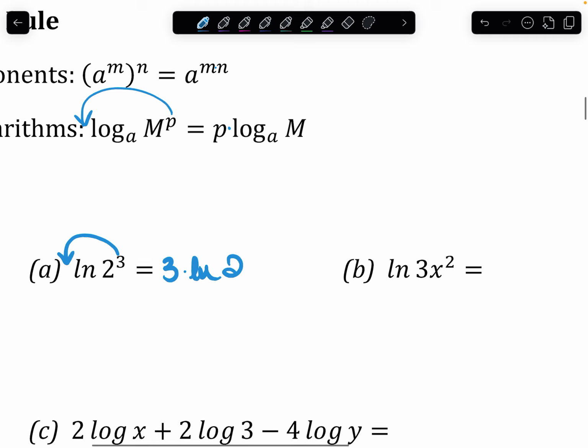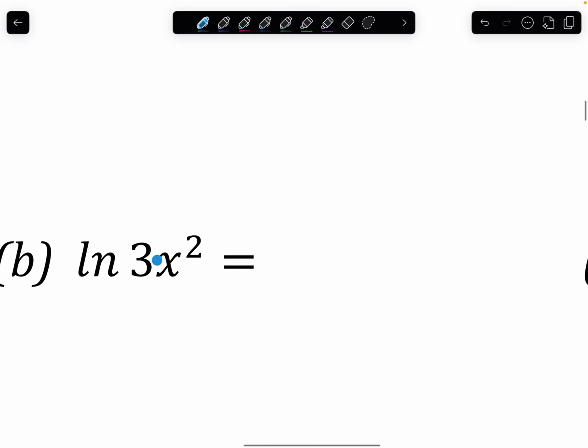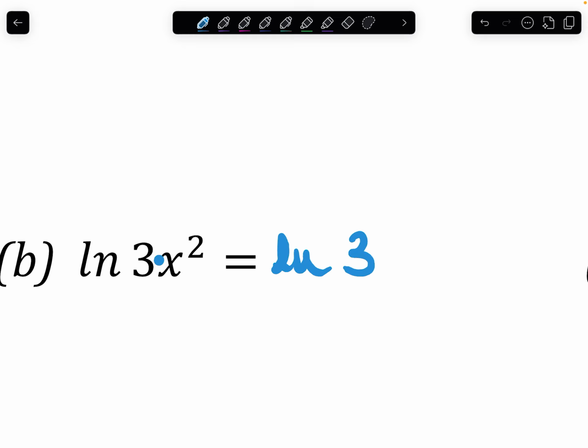For B, be careful with this one. We often get a problem like this mixed up with the one I just drew parentheses around. There are no parentheses here, so that means that multiplication needs to come first. So I'm going to do this one in 2 steps. Natural log of 3. I hit multiplication, so plus natural log of x squared.